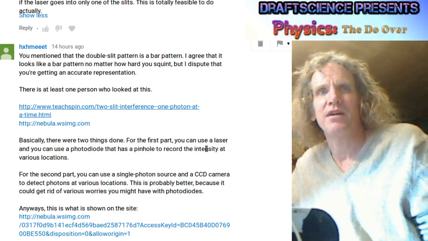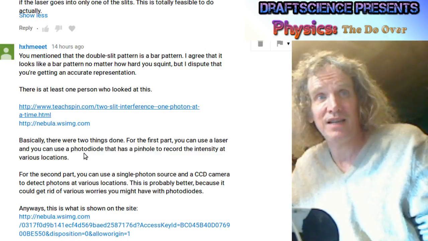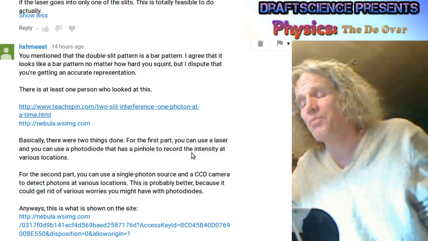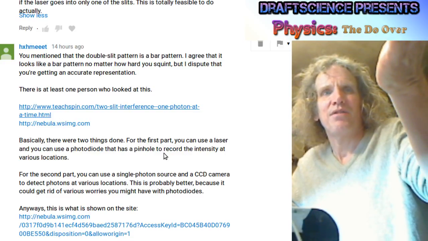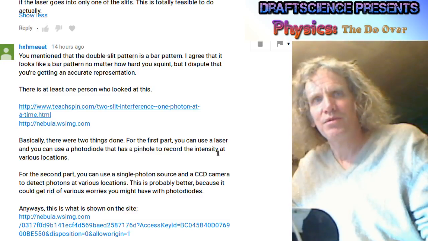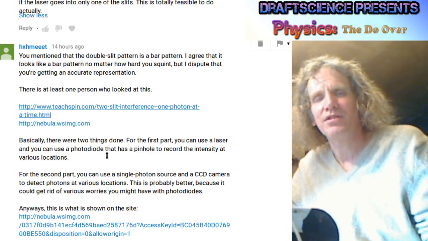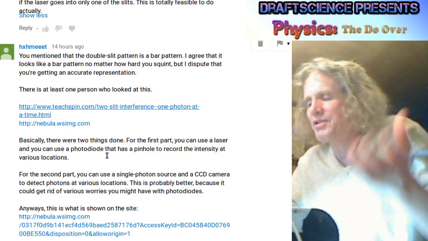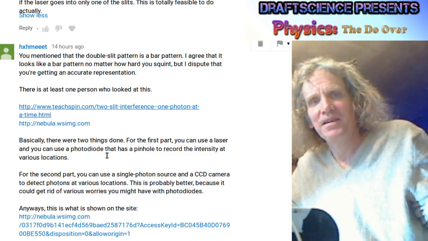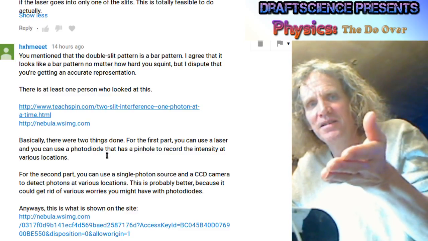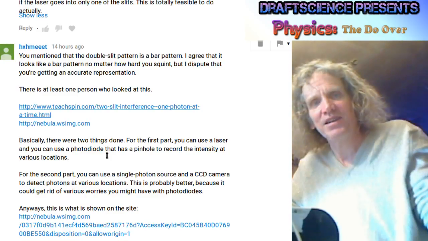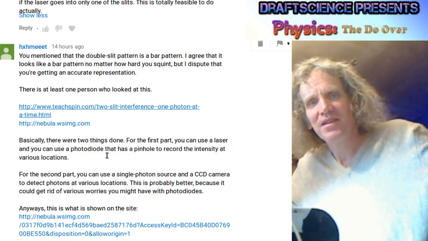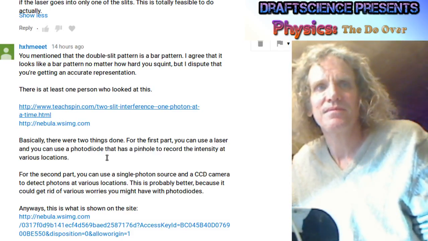Basically, there are two things done. For the first part, you can use a laser and you can use a photodiode. Again, why wouldn't you just use a photomultiplier then? And look, see, it says it right here: a photodiode that has a pinhole to record the intensity at various locations. We've just demonstrated how you can't do that. You can't make a pinhole because it diffracts the light. It spreads the light. The light won't go in the right direction. How can you do that?